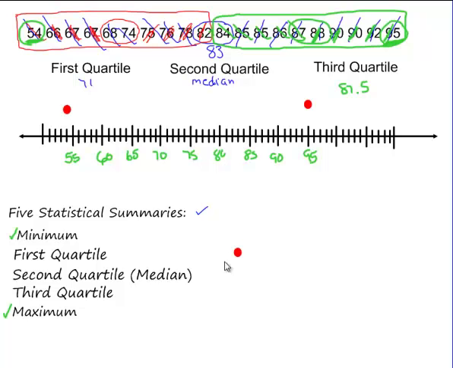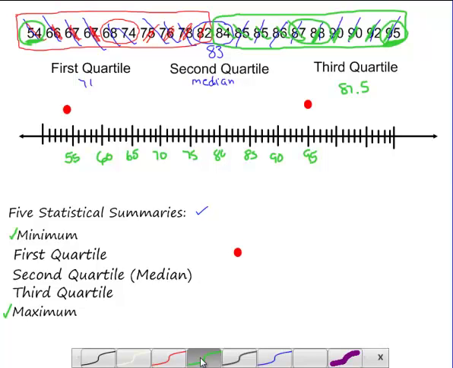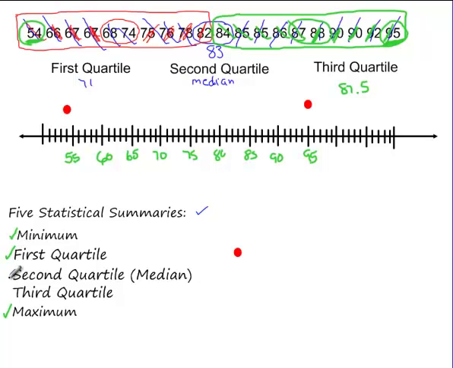Now I'm going to put my dot on my other 5 statistical summaries. All right, my first quartile was at 71. My median, or second quartile, was at 83. My third quartile was at 87.5. So there's 86, 87, 87.5 is right there.